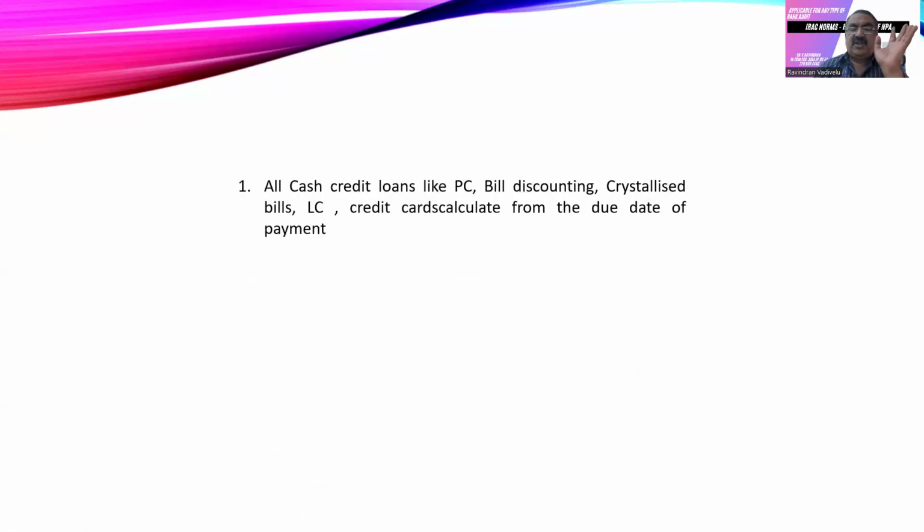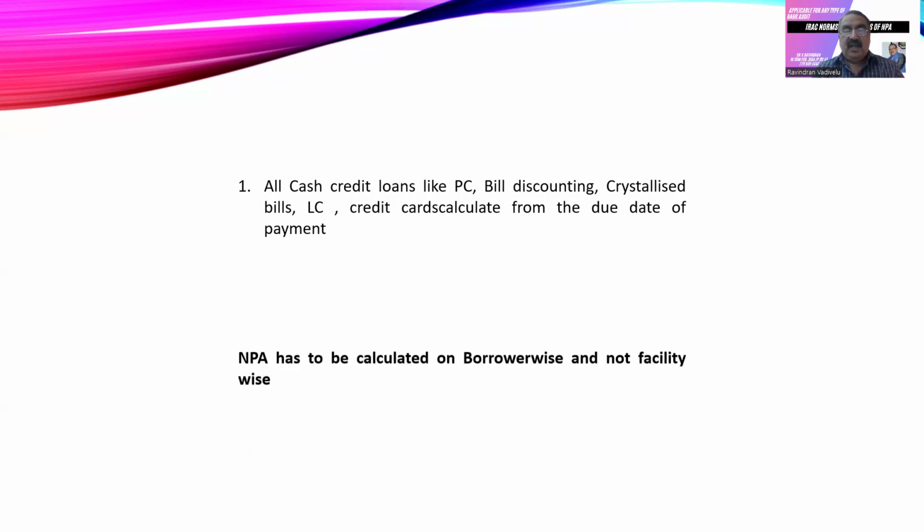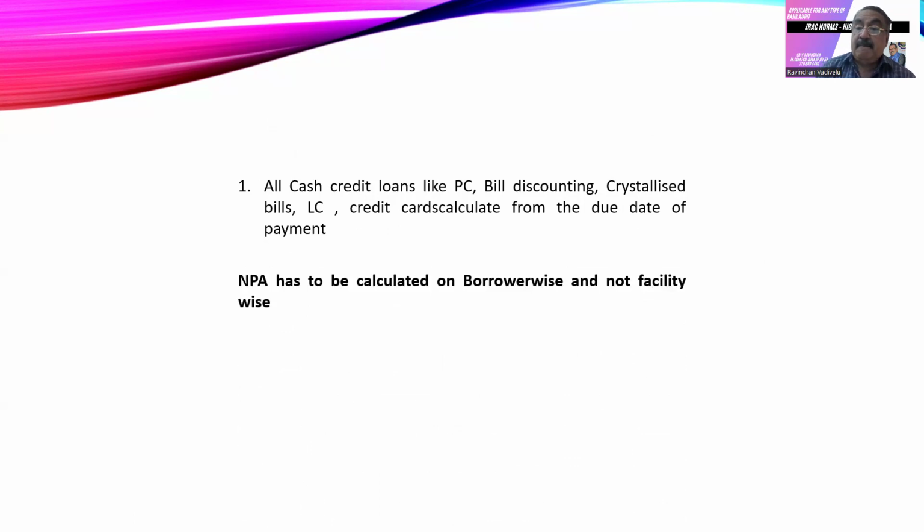Now, another area of NPA is all the loans other than cash credit, like packing credit loan, bill discounting, crystallization of bills, LC. Everything you have to calculate from the due date. So this is very, very important. Next, NPA has to be calculated on a borrower-wise concept and not facility-wise. Suppose the borrower has 4 facilities, one facility has become NPA and 3 facilities are regular, then you have to classify all 4 facilities as NPA. Please remember this point. NPA has to be calculated borrower-wise and not facility-wise.